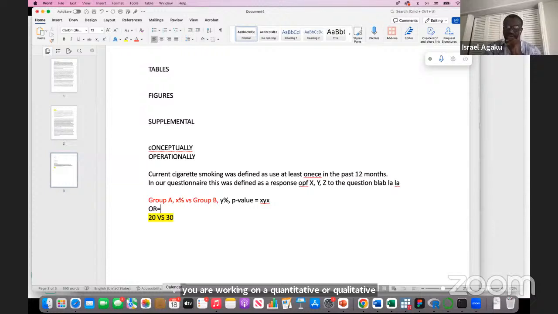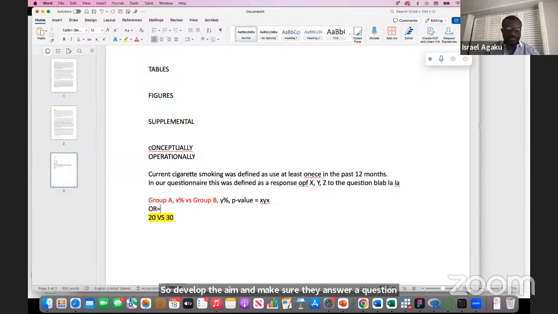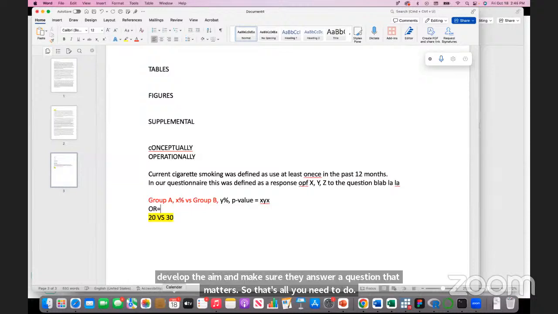Well, the framework is what we call your aims and objectives. So you have to come up with these aims and objectives, because that's what guides your study. So let's not look for some fancy framework. It's simply called your aims and objectives. So develop the aims and make sure they answer a question that matters. That's all you need to do. Okay. Thank you very much, Prof. I'm grateful.